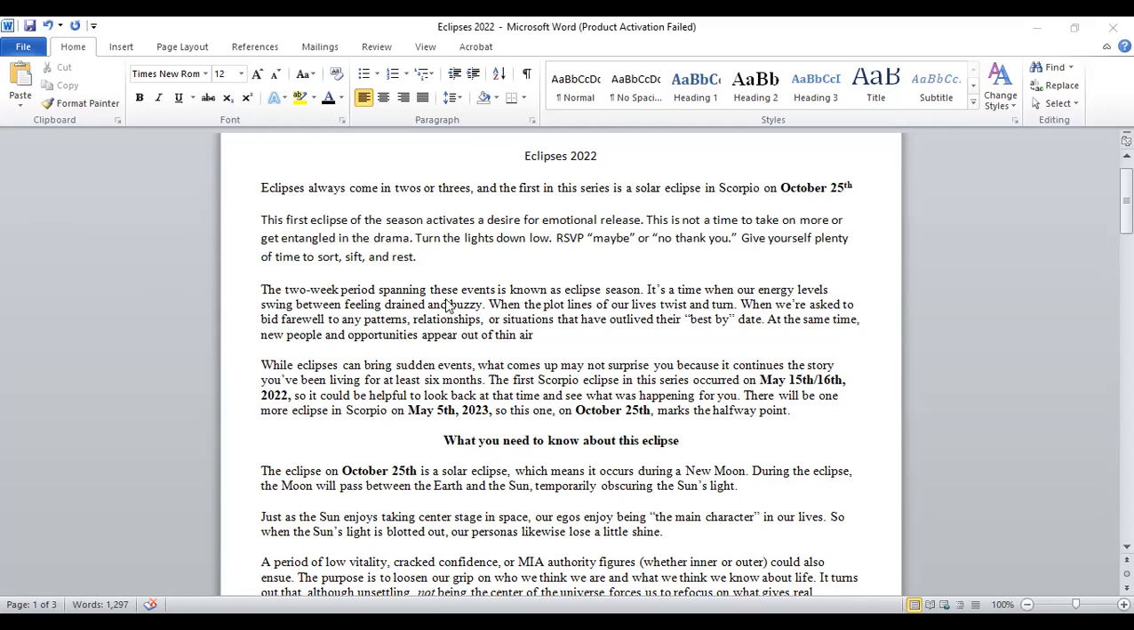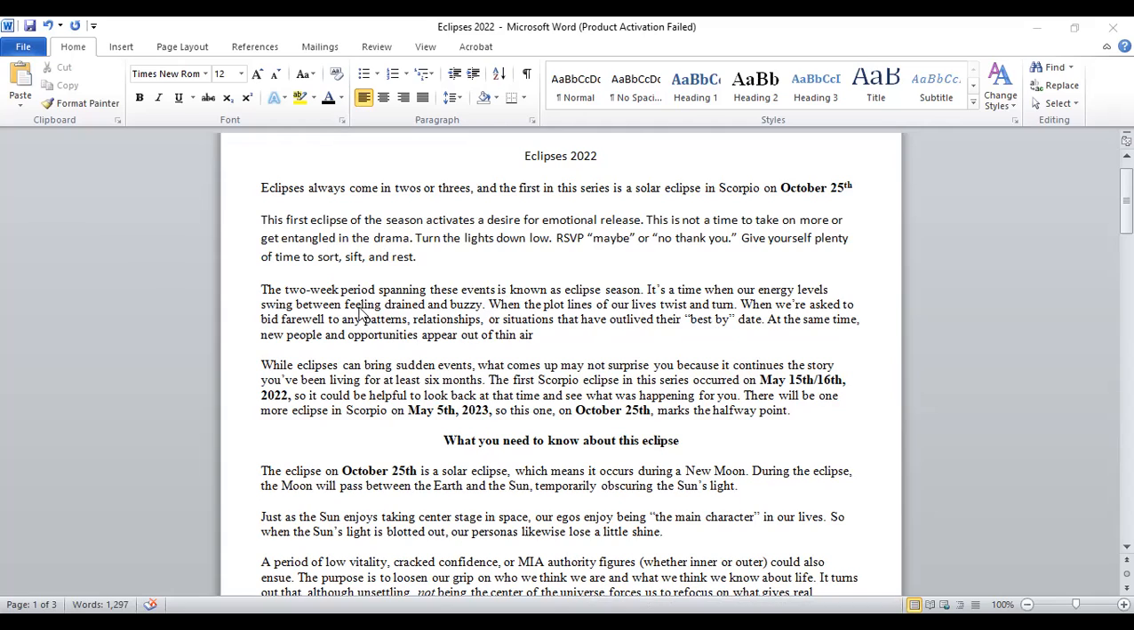The 2-week period spanning the events is known as eclipse season. So now we're going to have the new moon, and in 2 weeks there'll be the full moon eclipse, and that one will be pretty exact. And I think we've talked about that, I would say almost ad nauseam, and that's going to be on election day, which we'll probably talk about again next week.